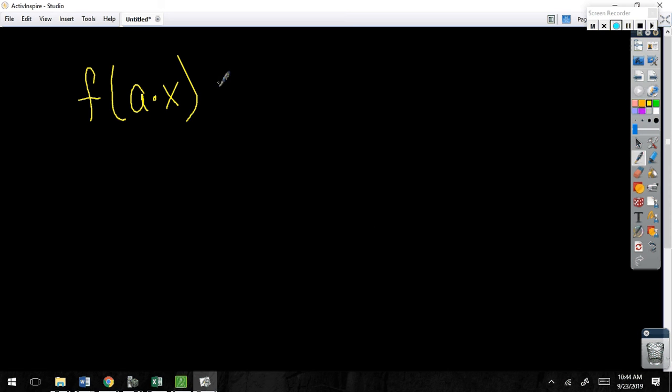All right, so here, if the absolute value of a is less than 1, y'all ready? It's a horizontal stretch. Most everything horizontally is opposite.